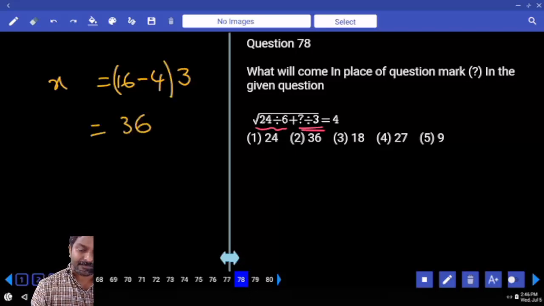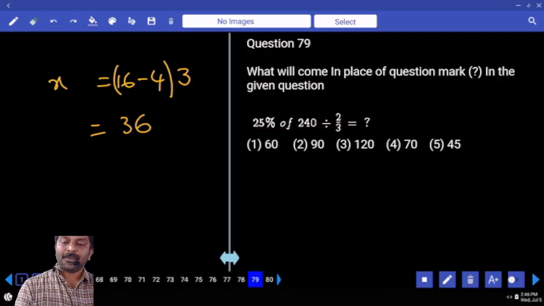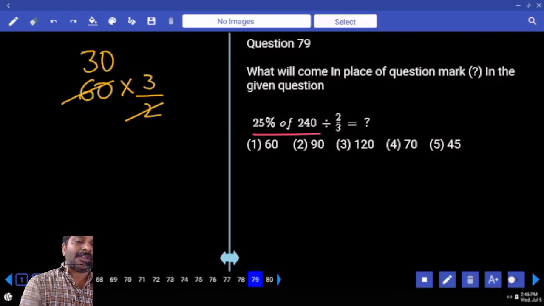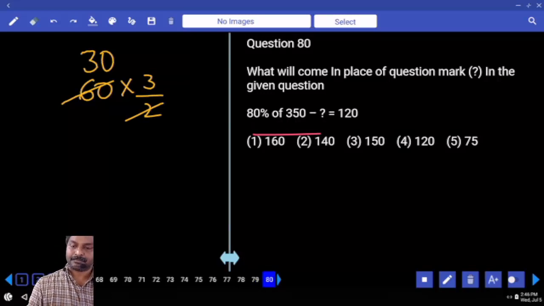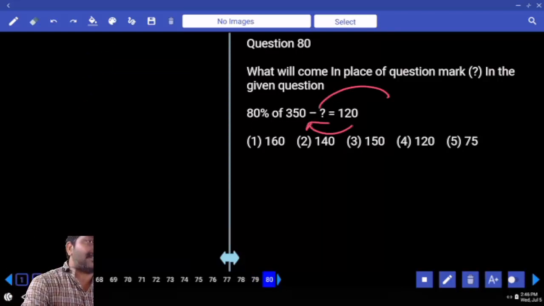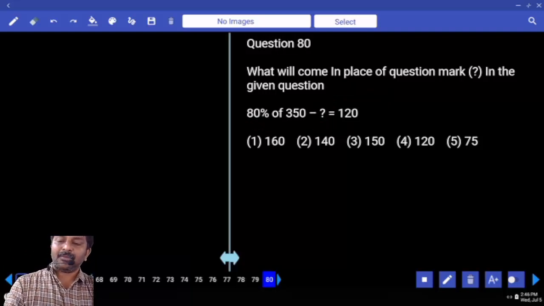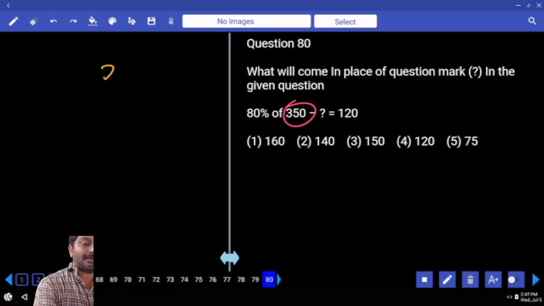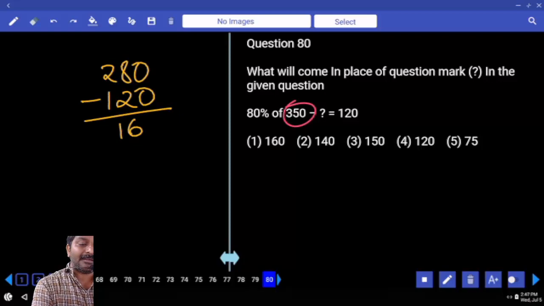12 3s. 25%, 1/4. Divided by 2 by 3 can be written as into 3 by 2. 30 times into 3. Minus x goes to right hand side number comes to left hand side, right? 80% in the sense subtracting 20%. What is 10%? Subtract. Right hand side 120 comes left hand side minus 120. Answer.